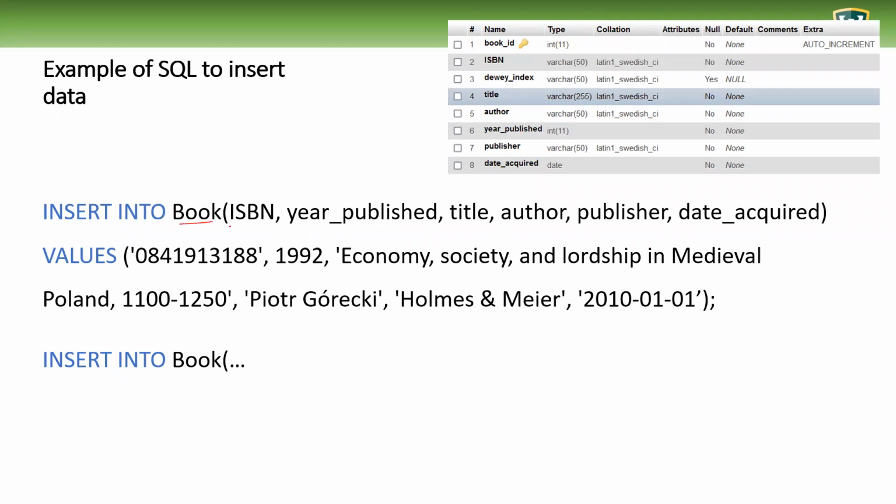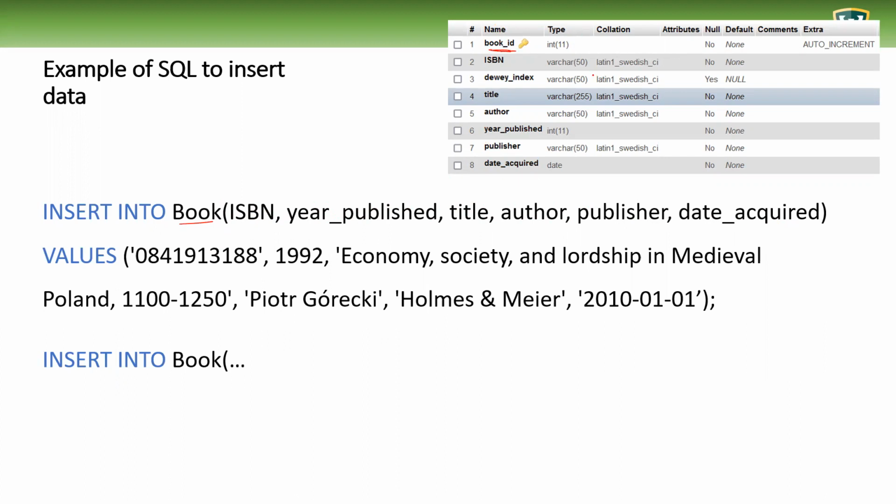Here's the name of the table where you want to add, and then you open the parentheses and you identify the attributes that you're going to use. Now, sometimes you don't need this, but because I'm not adding to all of the attributes, I want to be specific about the attributes that I'm adding to. So I'm going to add the ISBN, the year published, the title, author, publisher, and date acquired. I'm not adding the book ID.